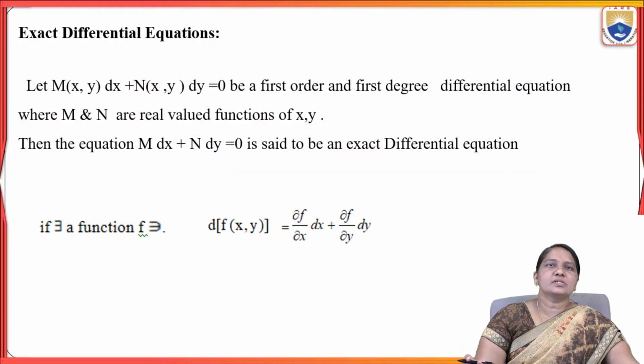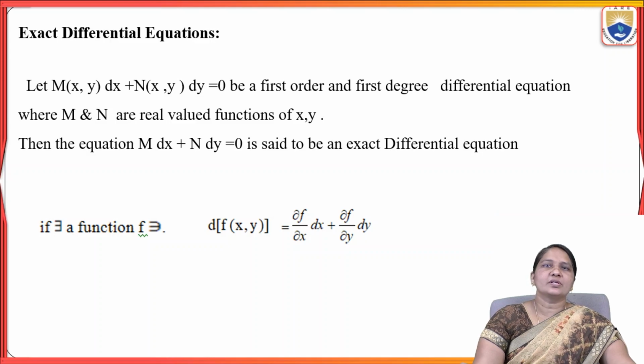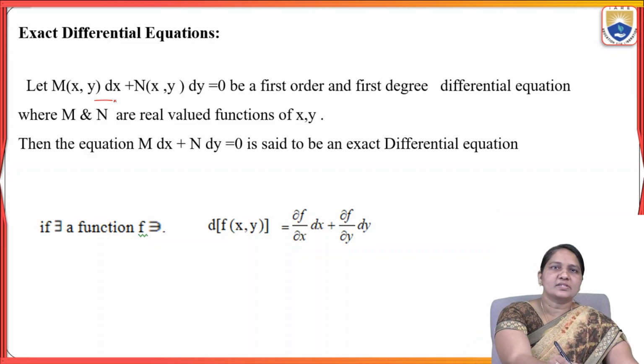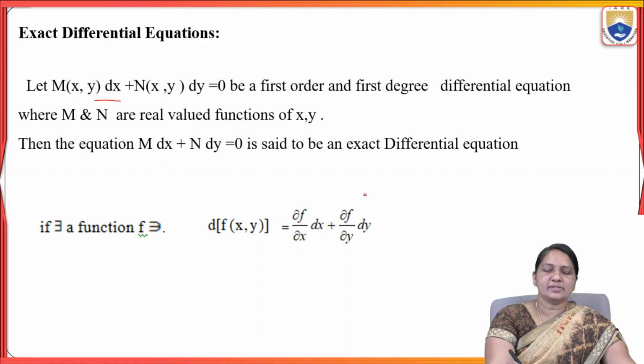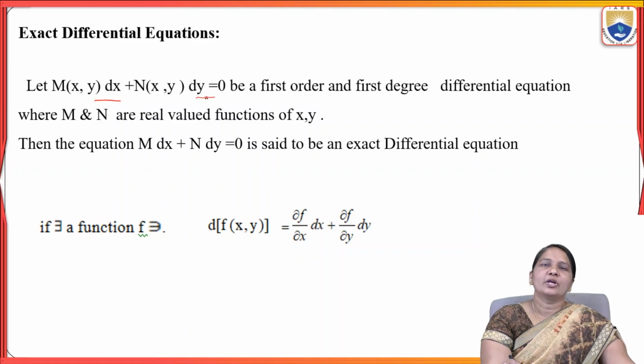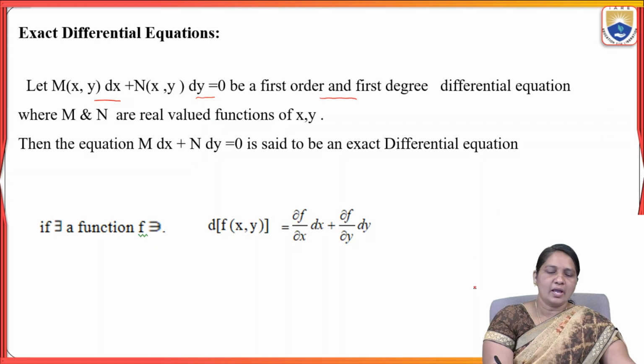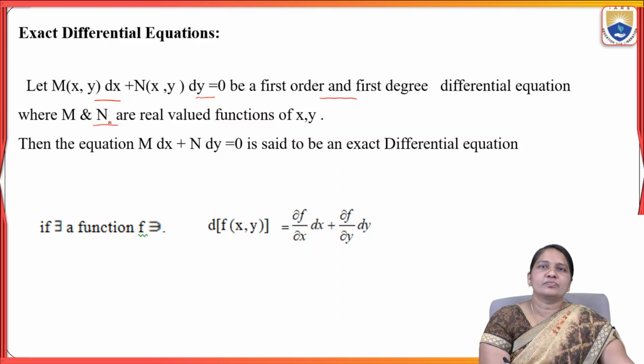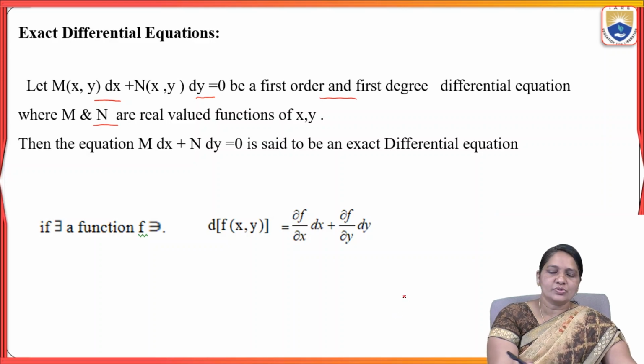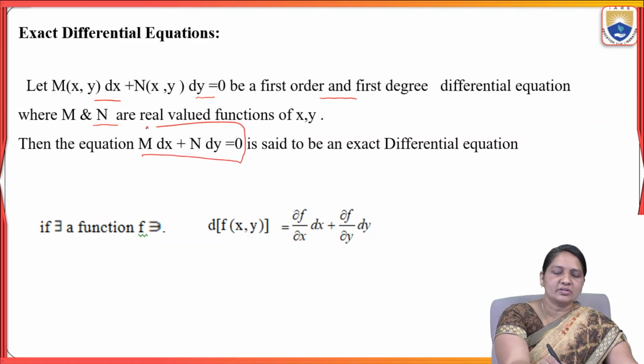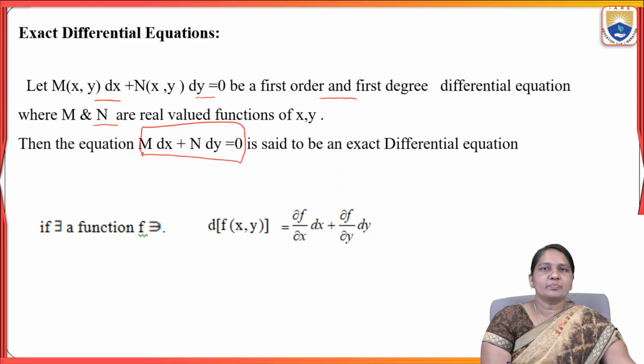So already we know this. What is the exact differential equation? Here M of x comma y into dx plus N of x comma y into dy equal to 0 is a first order and first degree differential equation. M and N are real valued functions of x comma y. This is the form of the exact differential equation, that is M dx plus N dy equal to 0.